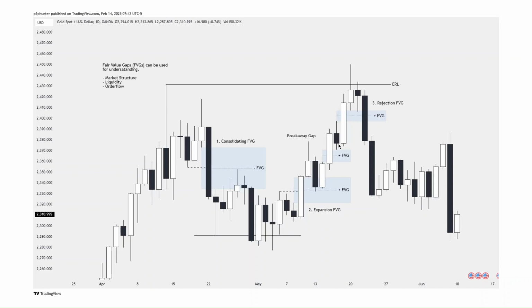This is a breakaway gap where an FVG is formed, but due to the price action and the trend being so strong in one direction, the FVG is not tapped into.